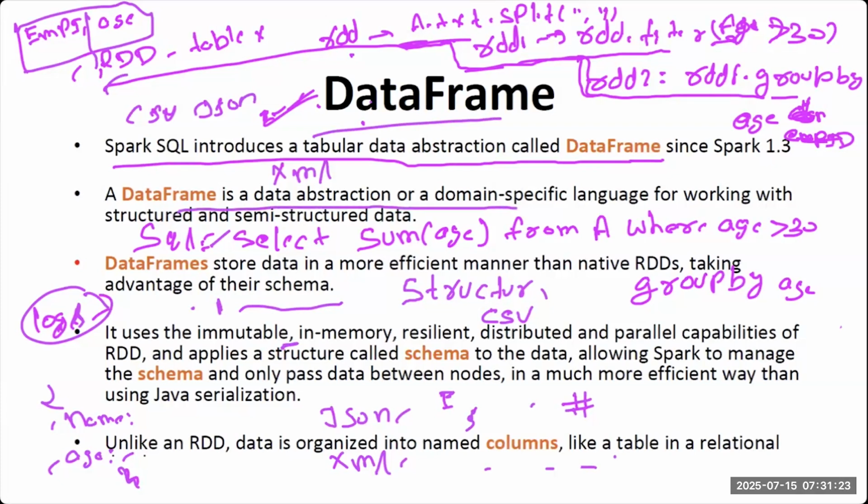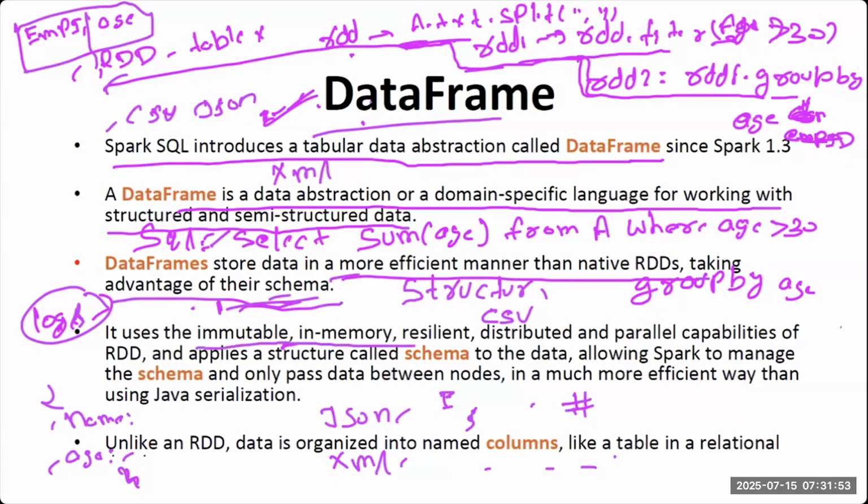A data frame is a data structure or domain-specific language for working with structured and semi-structured data. Data frames store data in a more efficient manner than native RDDs, taking advantage of their schema. When you store into a data frame it is more efficient because it takes advantage of the schema that your text, CSV or JSON file will have, and stores it more efficiently.